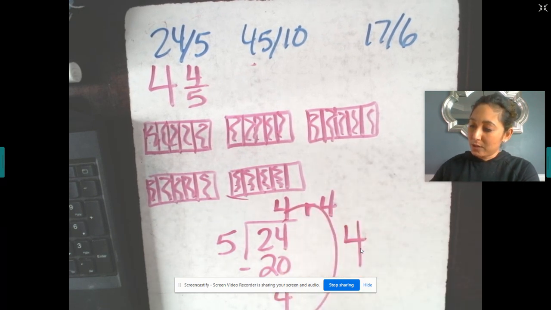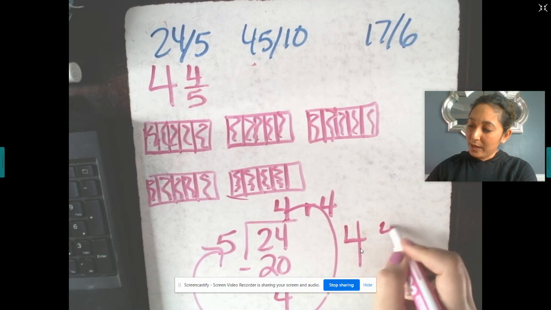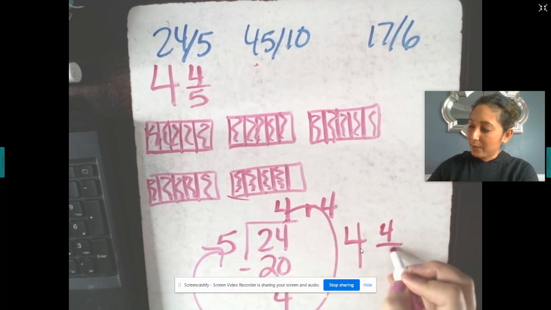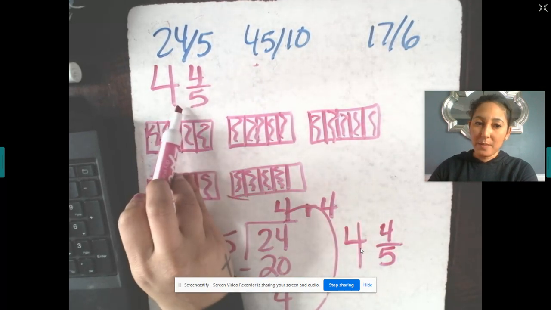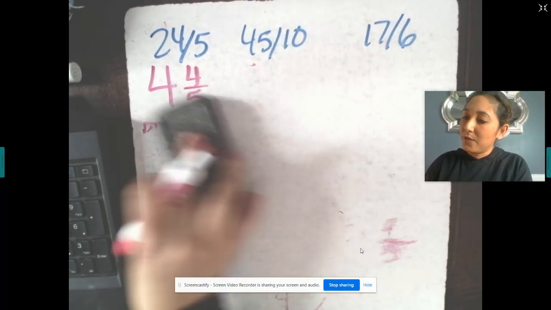I usually like to draw a circle around and back to the denominator. So 4 is our whole number, 4 is our numerator, and 5 is our denominator. So we got the same thing here. All right, let's move on to the next one.